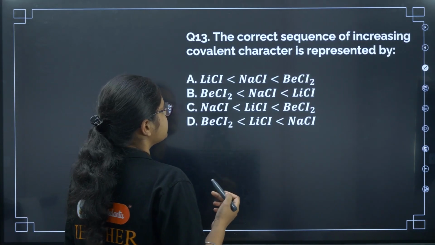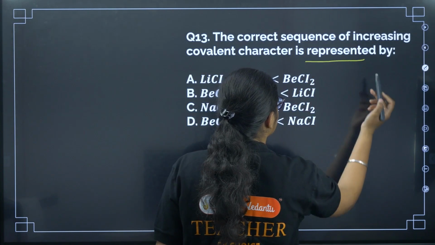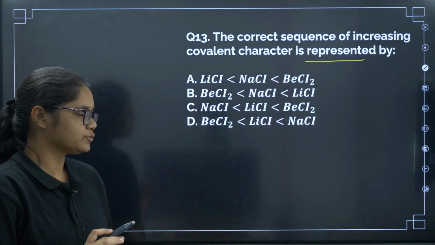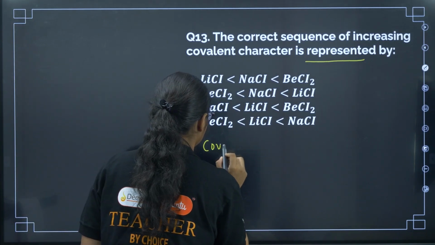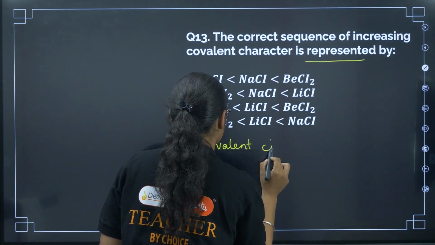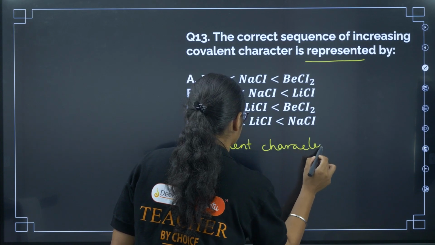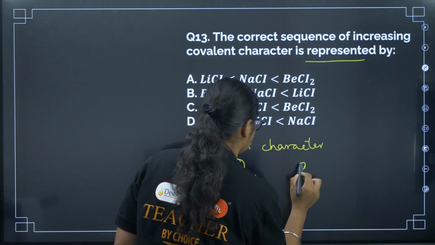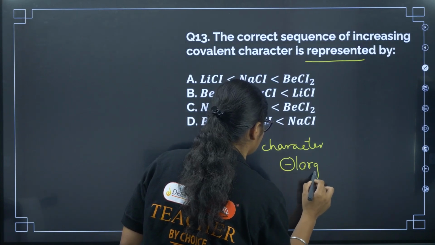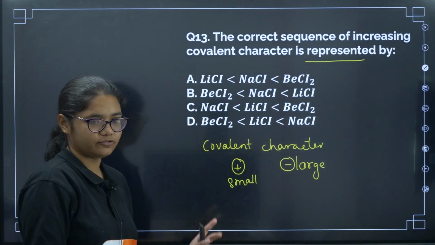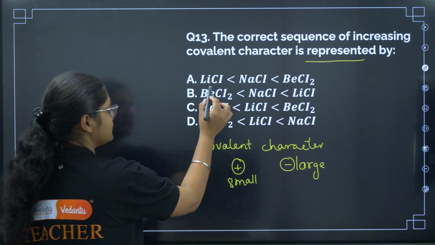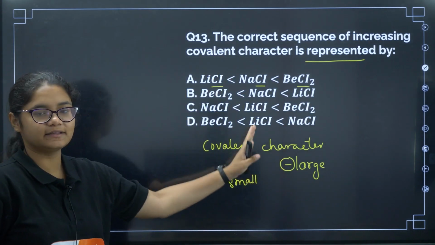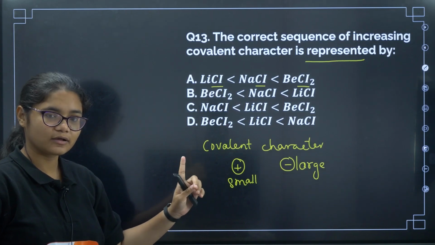Next, the correct sequence of increasing covalent character is represented by, okay, covalent character. So we know this is from Fajans' rule, so you should remember, for covalent character, the two things that you should remember: cation size should be small, and anion size should be large. Now you see in all the options, the anion part is the same, so we need not consider the anion part, we have to consider only the cation part.